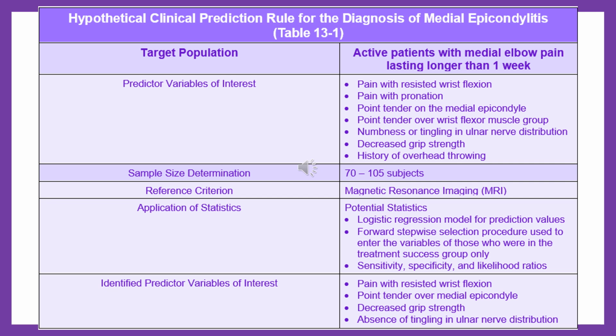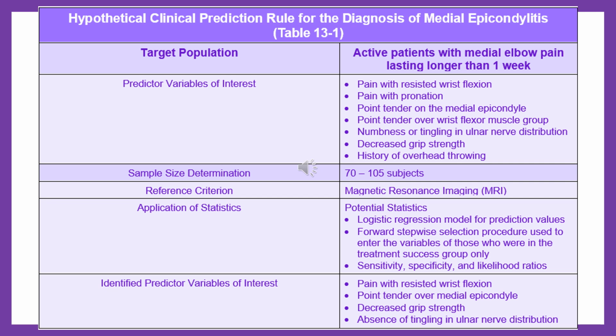Our reference criterion, or our gold standard, would be an MRI, so that we would have something to compare our variables to. The potential statistics, I mentioned that the most common is a logistic regression model to develop prediction variables. You could have a forward stepwise selection procedure, and then we also can use sensitivity, specificity, and likelihood ratios also.